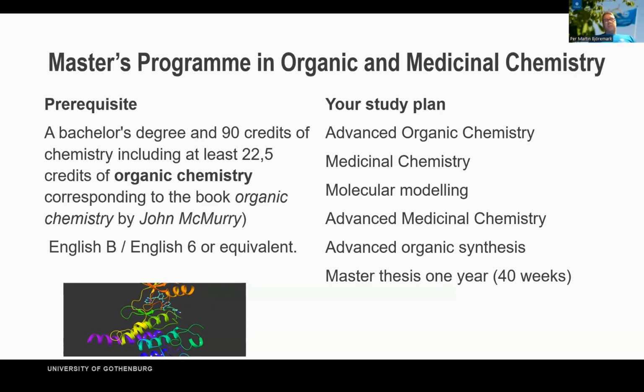In this program, you study 5 courses the first year. It is advanced organic chemistry, medicinal chemistry, and molecular modeling. We also have 2 even more advanced chemistry courses during the springtime, which is 1 course in natural product synthesis and 1 advanced course in medicinal chemistry. And for this degree, you end up with a 1-year degree project or thesis.